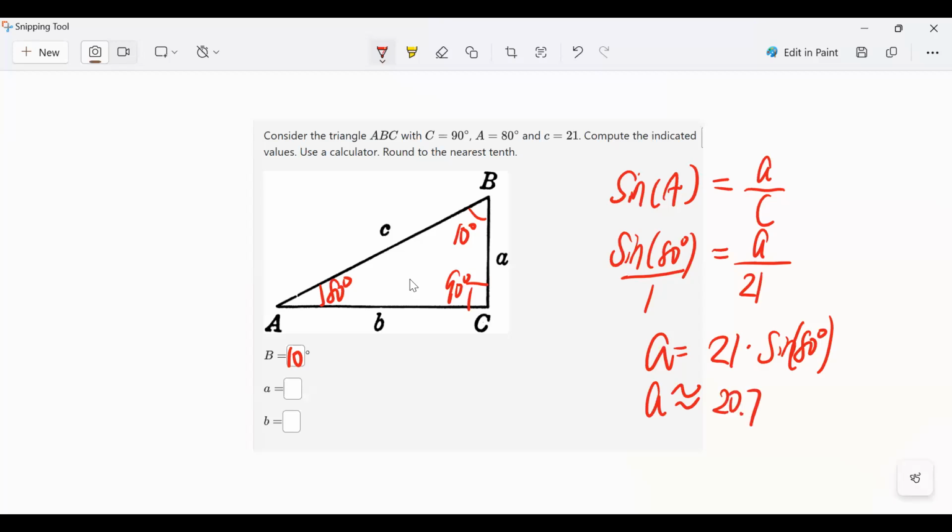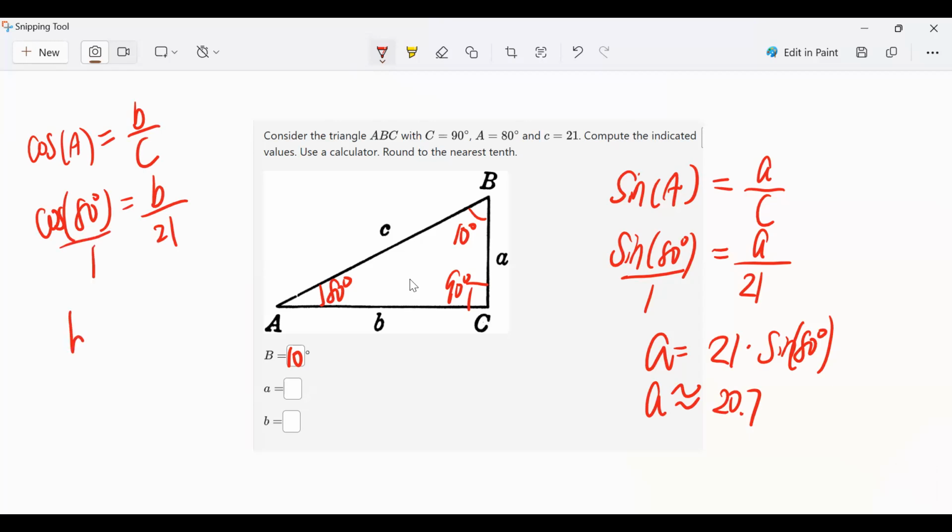And then for B, if we stick with angle A, that will be cosine A. Cosine A is B over C. Here we're looking for B, so cosine of 80 degrees equals B over 21 units. Cross multiplying, B equals 21 times cosine of 80 degrees. And one more time, we're going to use a calculator to get this. So 21 times cosine 80 degrees.